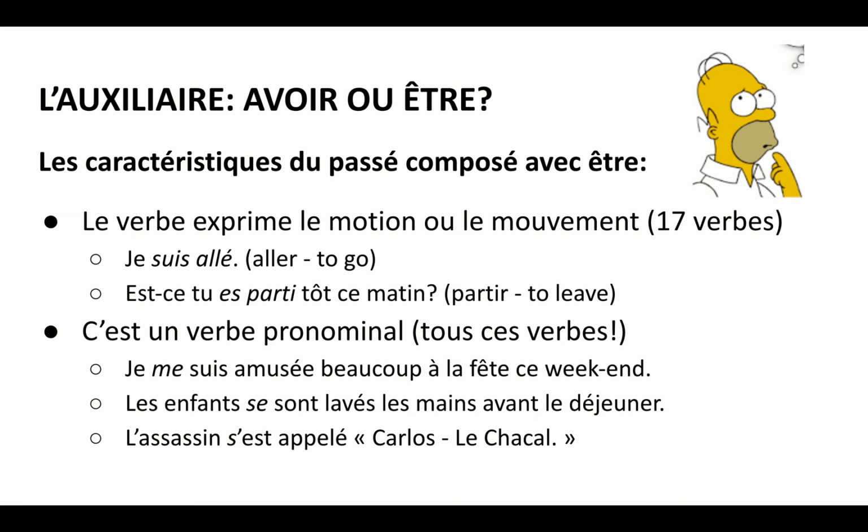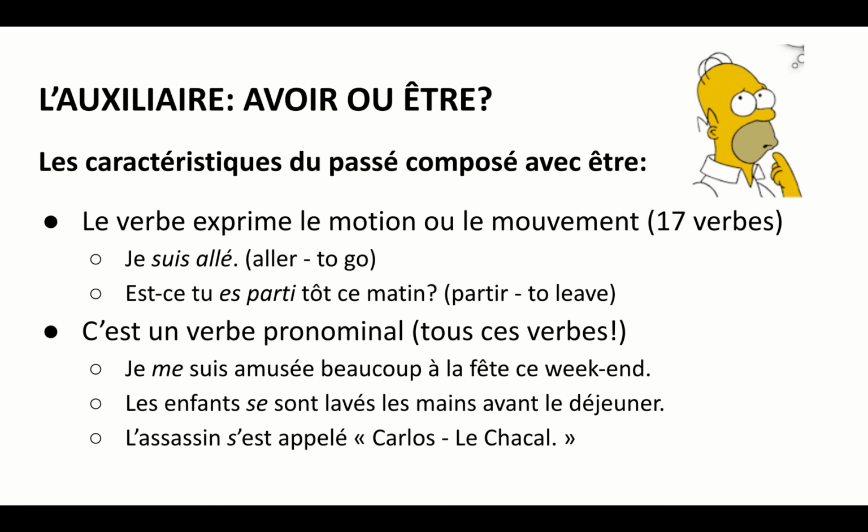So, l'auxiliaire, avoir ou être. Les caractéristiques du passé composé avec être. Alors, une caractéristique est que le verbe exprime l'émotion ou le mouvement. Il y a 17 verbes, 17, c'est tout, qui prennent le verbe être dans le passé composé. Et tous ces verbes peuvent être décrits par l'idée qu'ils expriment le mouvement.